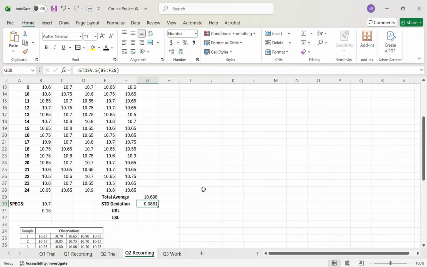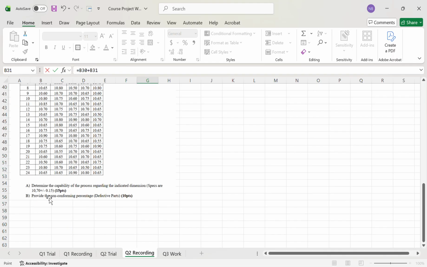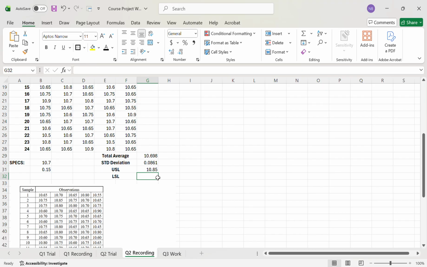Next, we want to find the upper specification limit and the lower specification limit. Now to do that, we're going to take the average spec, which is 10.7, and to find the upper specification limit, we're going to add 0.15 to it. So it's going to be this plus that, which again is found in the problem here on the indicated dimensions. Now for our lower specification limit, we're going to do the same thing, but we're going to subtract that 0.15.